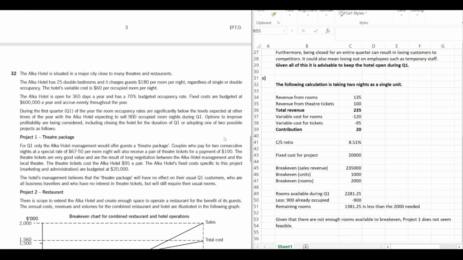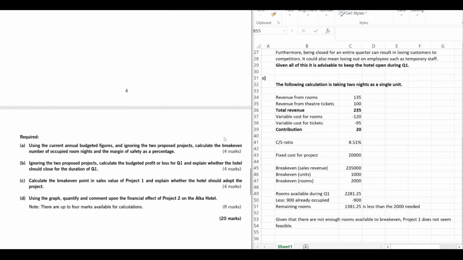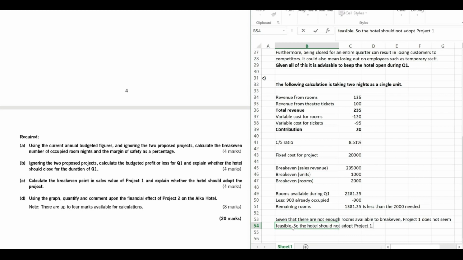Okay, anything else they need for part C, or are we done? So calculate the break-even and explain whether the hotel should adopt the project. No, we've explained it, they shouldn't adopt the project. So let's just make that explicit using the terminology they've mentioned, right? So the hotel should not adopt project 1, right? So we're being blatant about it, that yes, we're answering your requirement using the very same words that they did.